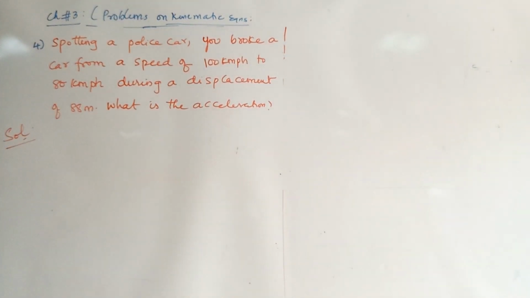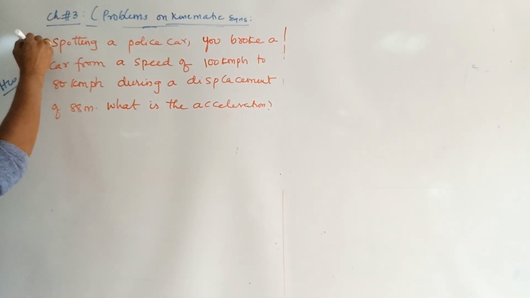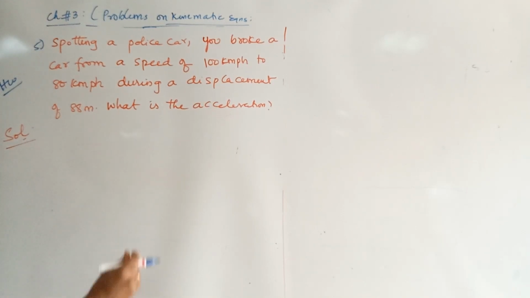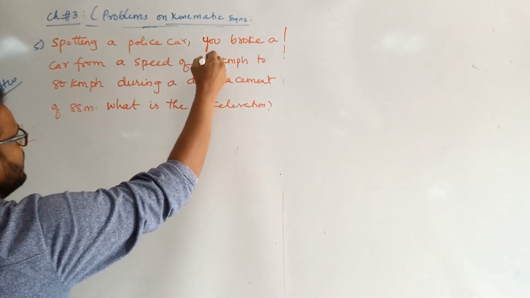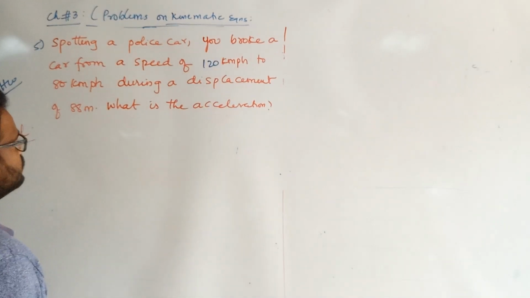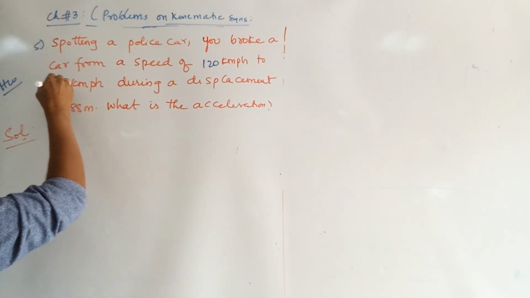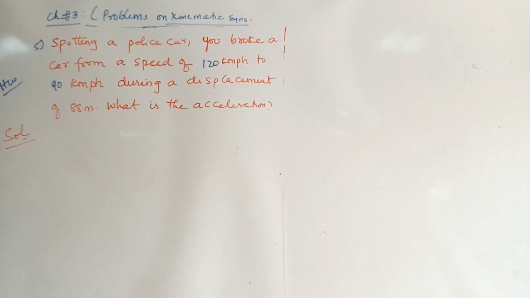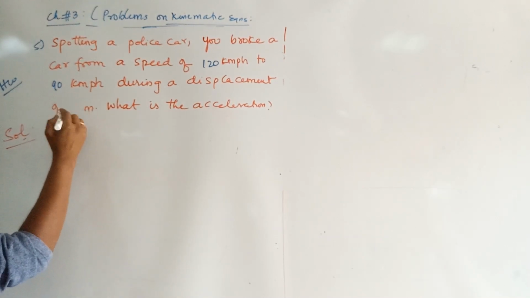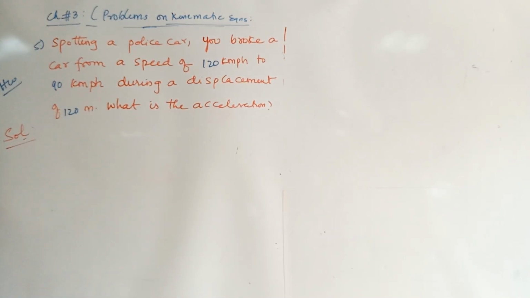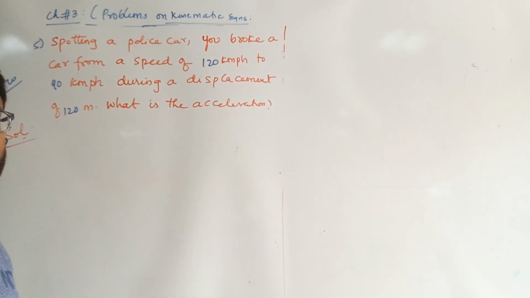Let me give you one more homework problem in this same format. I'll just change the numbers. This is now from 120 kmph to 90 kmph by covering a displacement of 120 meters. Now find the acceleration again. Similar question. Only for the sake of practice, I'm changing the data. Try to solve this using the similar previous method.